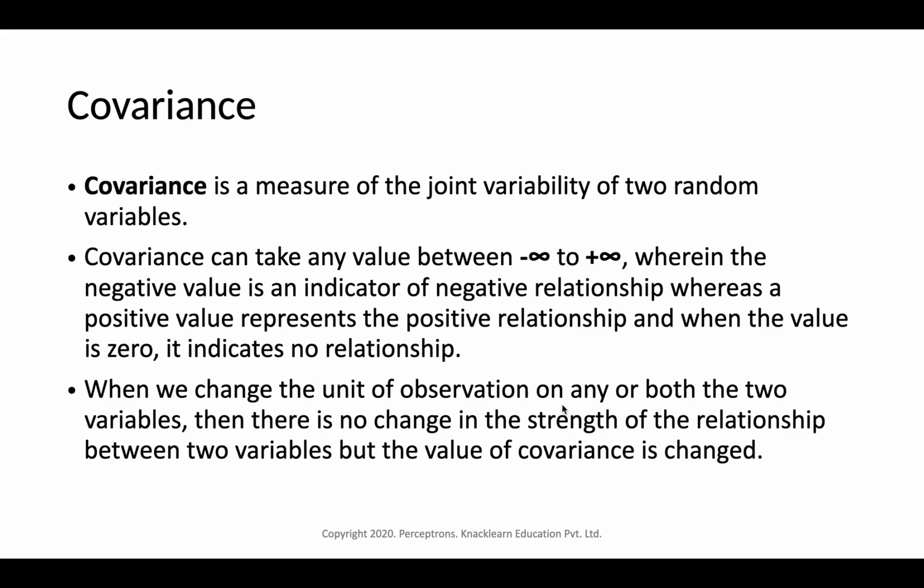But suppose for one variable we change the unit to kilogram. One variable is gram and the other variable is kilogram. Now both the variables have different units. In those kinds of scenarios, the covariance value will also change. When we are changing the units, covariance values also will change. So covariance gets affected by the unit.